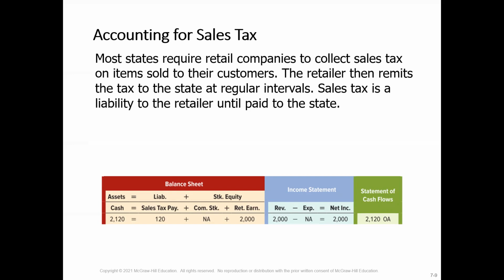Actually, we have 5 states. That's Alaska, Delaware, Montana, New Hampshire, Oregon. They don't have sales taxes. So not many, most states, 45 out of 50 do require the collection and remittance of sales taxes. Sales tax is a liability to the retailer until it's paid to the state. So what you would receive from your customer, some would be revenue, some would be sales tax.